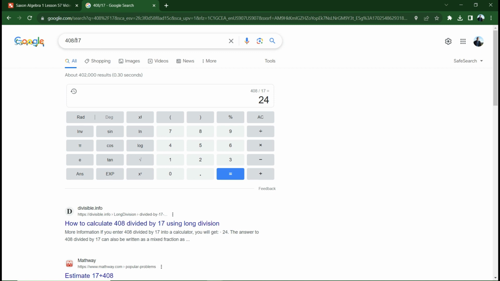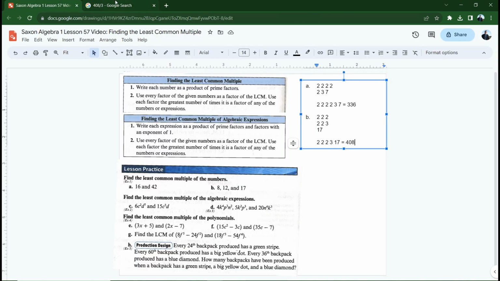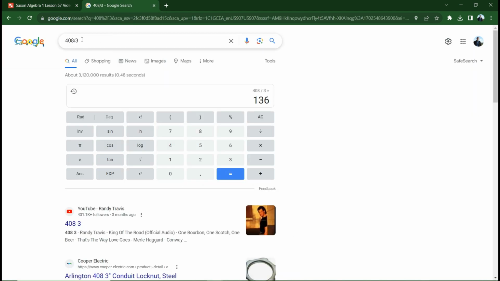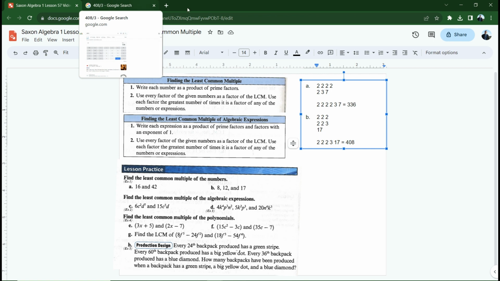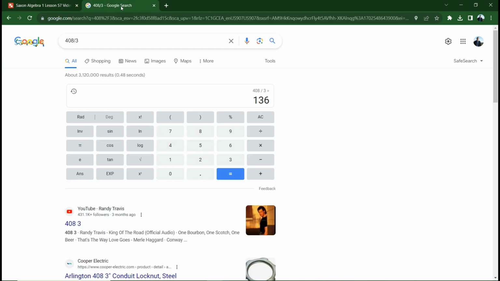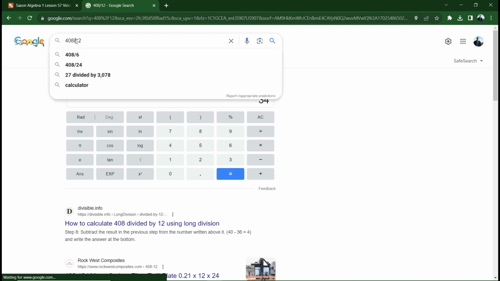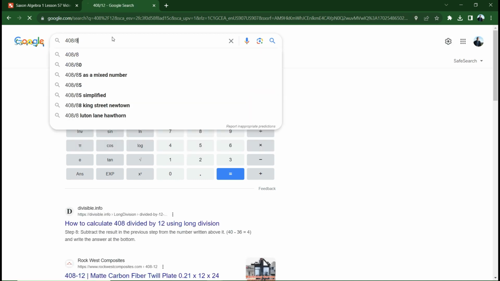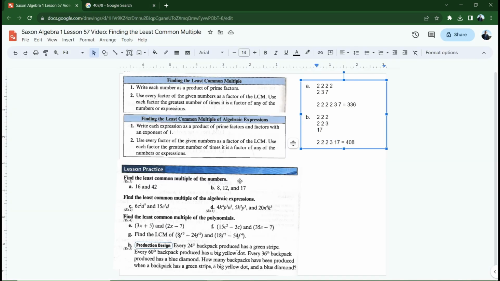408 divided by 3 is 136, and 408 divided by our other numbers. Oh, did I do 3? It should be 12 and 8 that I'm dividing by. 408 divided by 12 is 34, and divided by 8 is 51. So it multiplies to make all 3 of the numbers that I was trying.